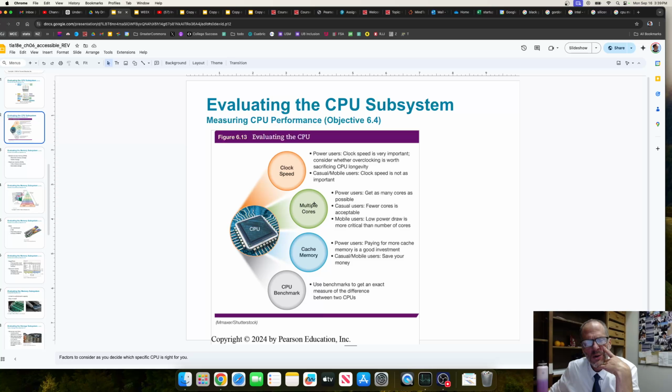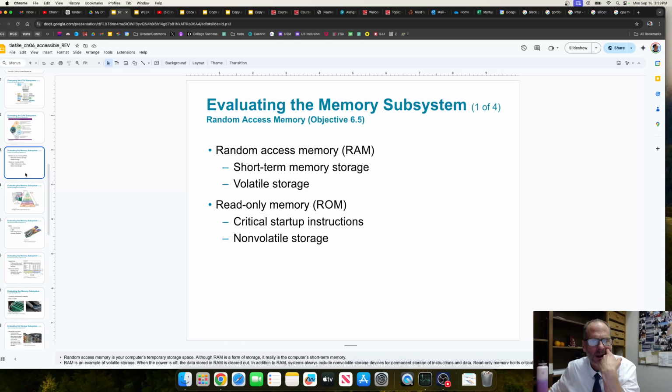You want more cores if you're a power user. You want more cache memory and more RAM if you're a power user. You could also take a look at CPU benchmarks, which measure how fast different CPUs are at performing the same task, so you could see which CPU is more powerful. So that's a little bit about CPUs, and now we're going to talk about memory.